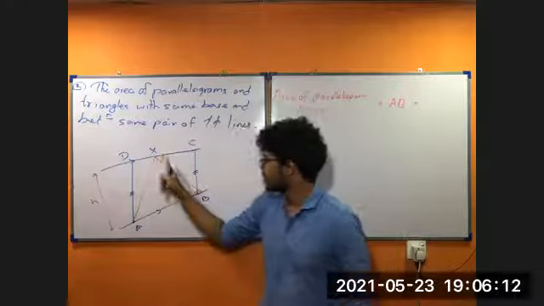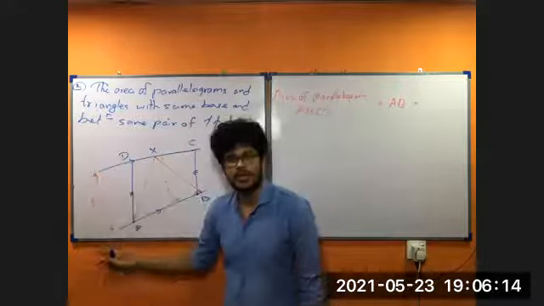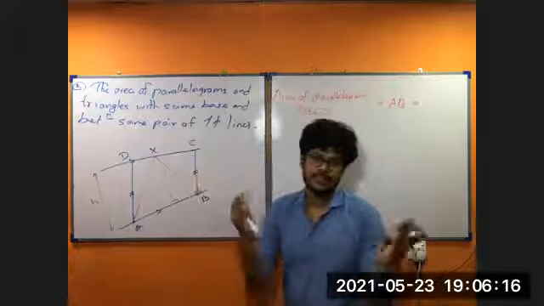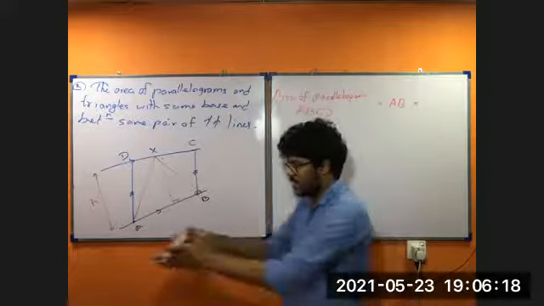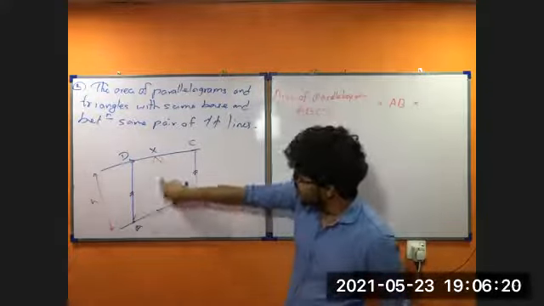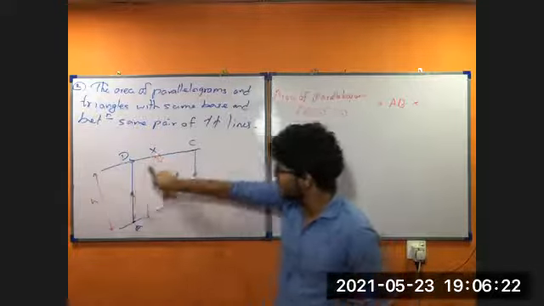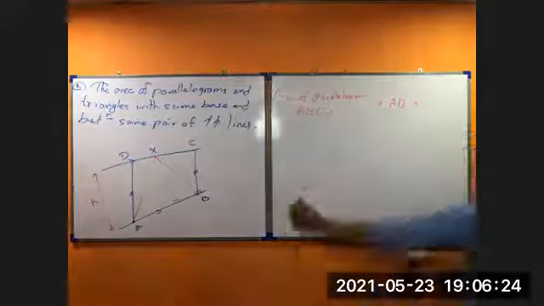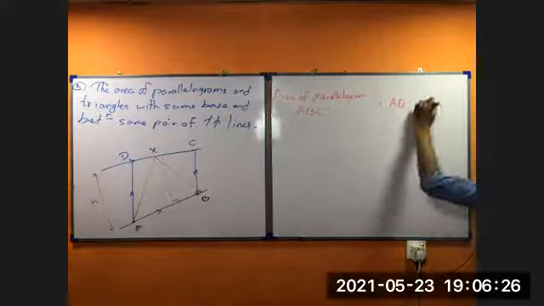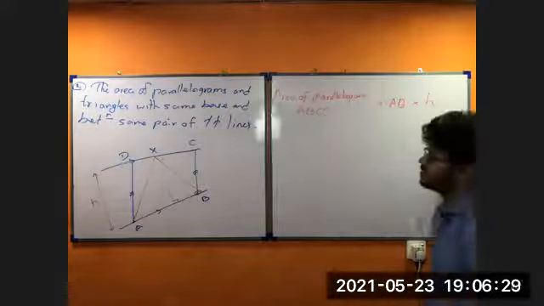The distance from here to here is the distance from here to here. They are parallel lines, so the distance is not going to change. So if this is h, this is also going to be h. So the area of the parallelogram ABCD is AB times h.